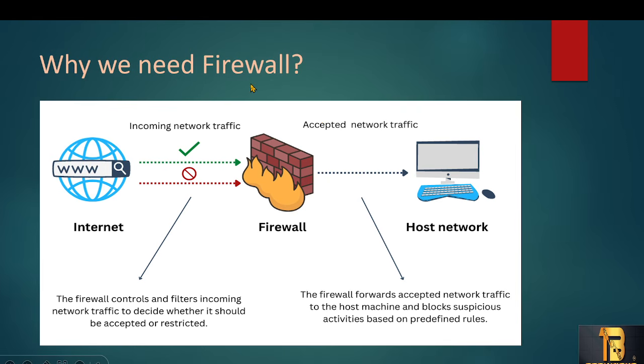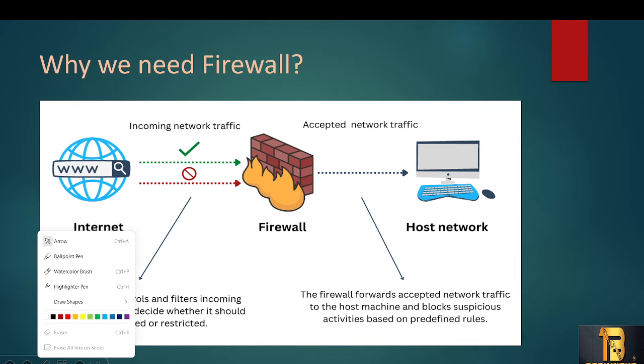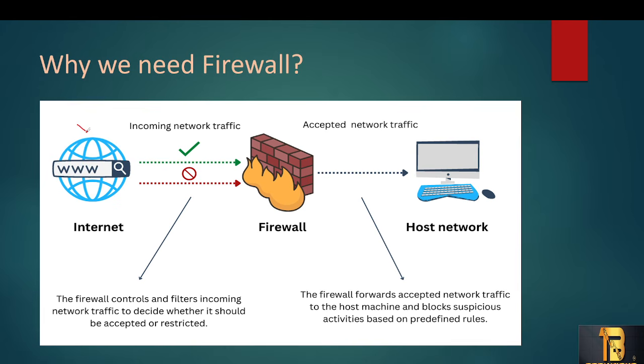So why do we need a firewall in the network? The firewall is a security device which sits in between your private network and public network. Let's consider this is the public network and this is the private network. Here you only see a host and the internet, but in real time you will see switches connected to routers, the router connected to the firewall, and the firewall connected to a WAN switch and WAN router, going to the internet.